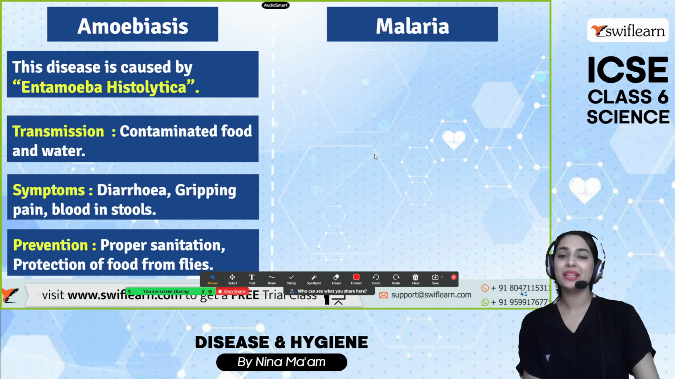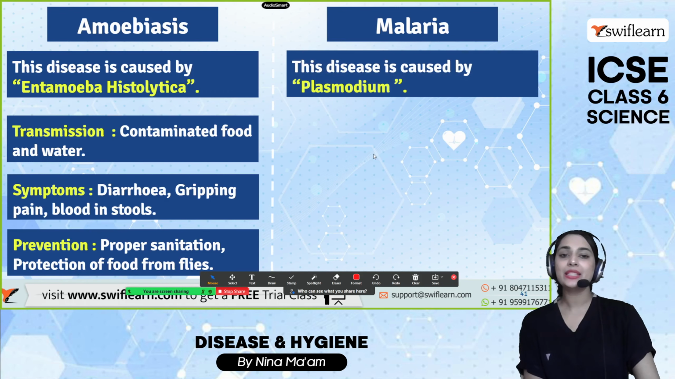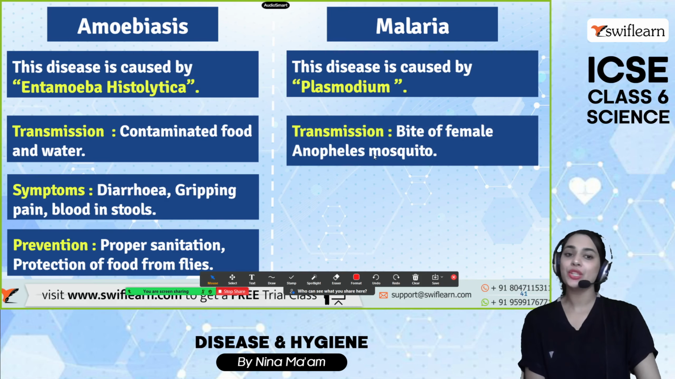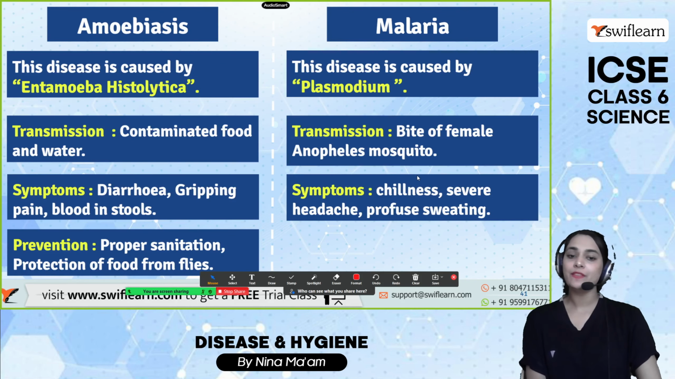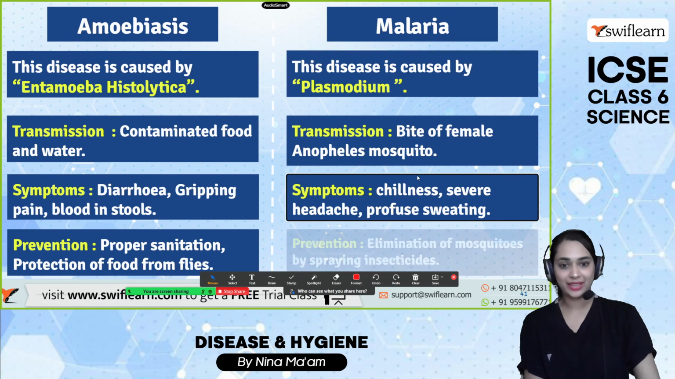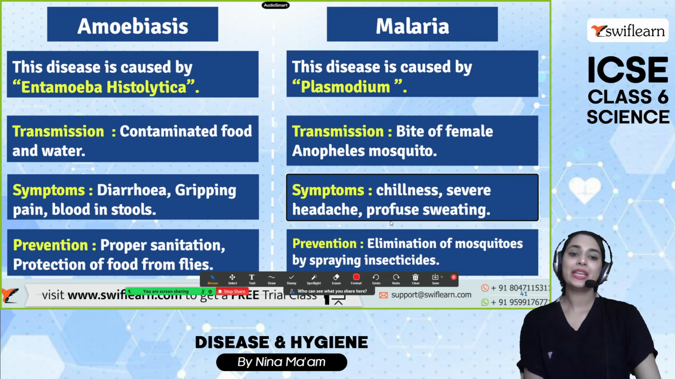So over here, malaria. This disease is caused by Plasmodium, and transmission is through the Anopheles mosquito. Symptoms are chills, severe headache, profuse sweating. And prevention is elimination of mosquitoes by spraying insecticides, especially during winter and during monsoon time.